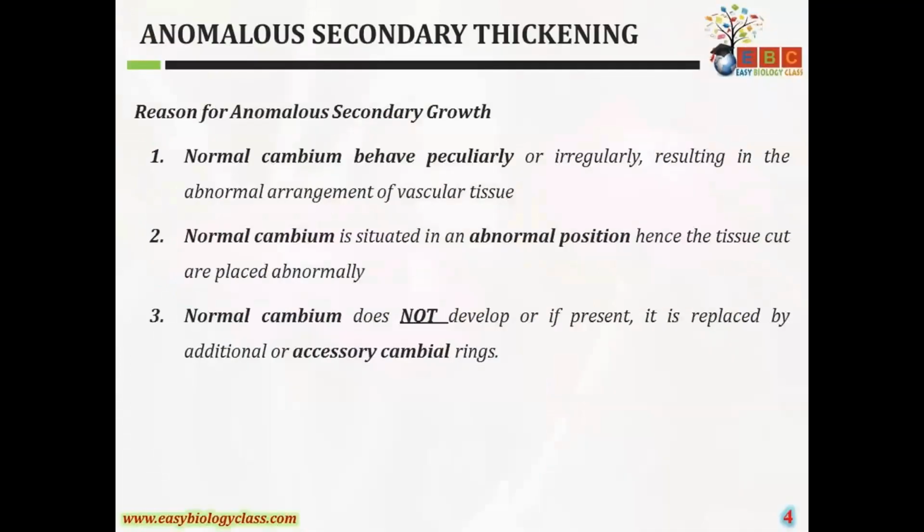So, the reasons for anomalous secondary growth, which we already discussed: the normal cambium behaves abnormally, or the normal cambium is situated in an abnormal position, hence the tissues it cuts are placed abnormally. Or the normal cambium does not develop, or if it is present, it is replaced by additional or accessory cambial rings. These are the reasons for anomalous secondary growth.